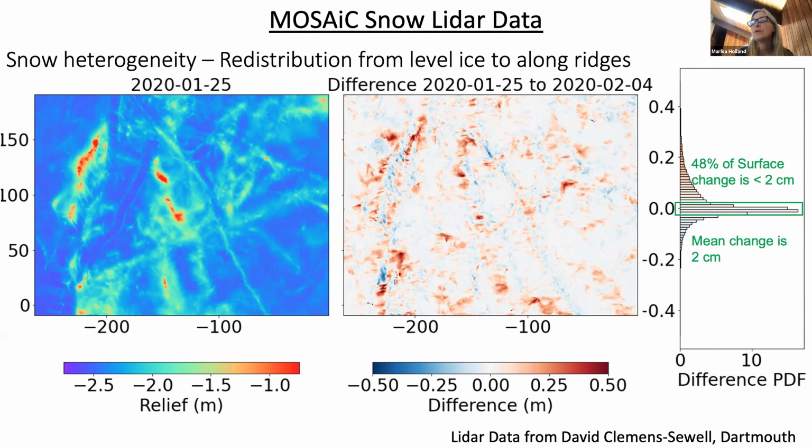So we can attribute these changes in the surface to snowfall on the sea ice, but you see that that snowfall is not at all equally distributed across the ice. And indeed, you see that there's a redistribution of that snowfall from level ice regions to along the sides of the ridges. And so we can start to quantify that, shown here on the right in a PDF of that surface height change. So these are the kinds of data that we're using to better understand the heterogeneity in snow conditions, redistribution of snow across the surface of the sea ice, and then looking at the implications of that for sea ice mass budgets.